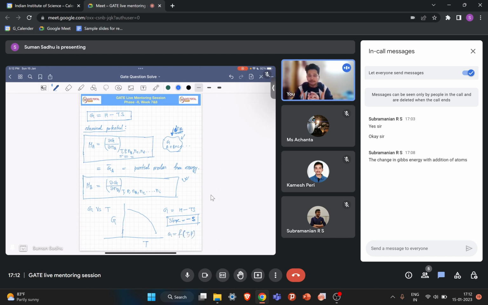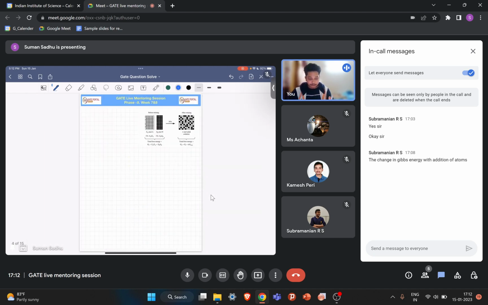But let's say we add some other element to it, like you have xa mole of A and xb mole of B. So now you are adding these together. Then one more variable comes into the picture, and that is your composition.